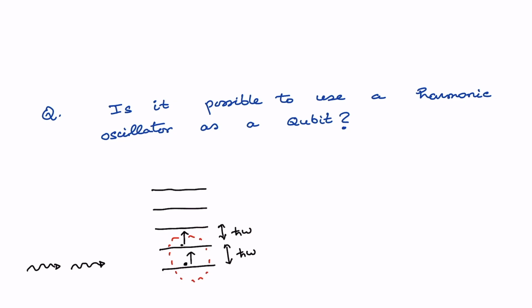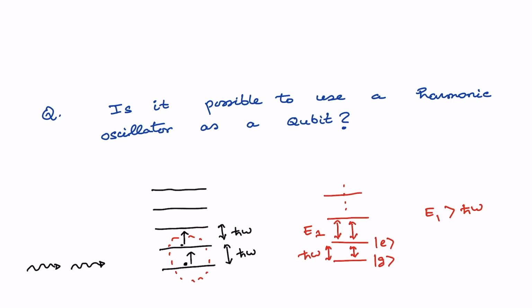However, if somehow we can break this harmonic ladder by appropriate engineering, let's say this is the ground state energy and this is the excited state energy, and the next energy level difference, if we can make the gap larger than the energy gap between the first excited state and the ground state energy, that means, say this energy gap is h bar omega, and this energy gap is, say, E1, and if we can make E1 greater than h bar omega, thereby breaking this harmonic ladder, then it is possible to use this harmonic oscillator.